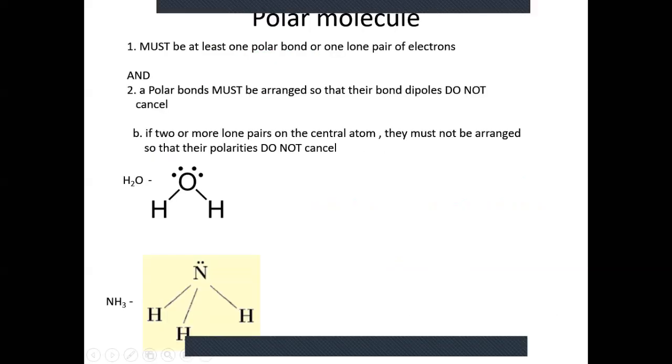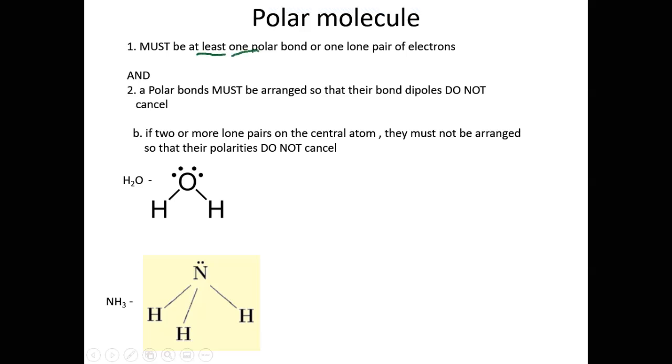Now, polar molecules, on the other hand, have two requirements. The first one is it must have at least one polar bond or one lone pair of electrons. So again, to be a polar molecule, you've got to have at least one polar bond or one lone pair of electrons. And the polar bonds must be arranged so that the bond dipoles do not cancel out. The opposite of what it was for a nonpolar molecule.